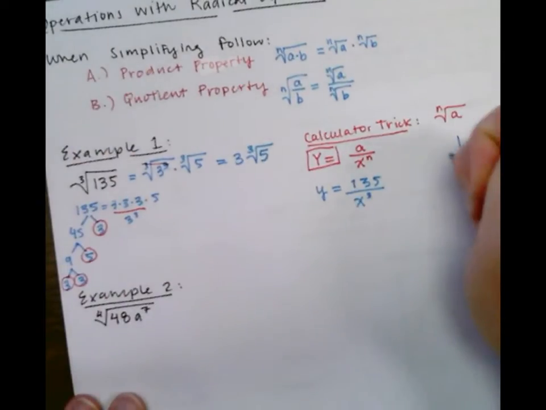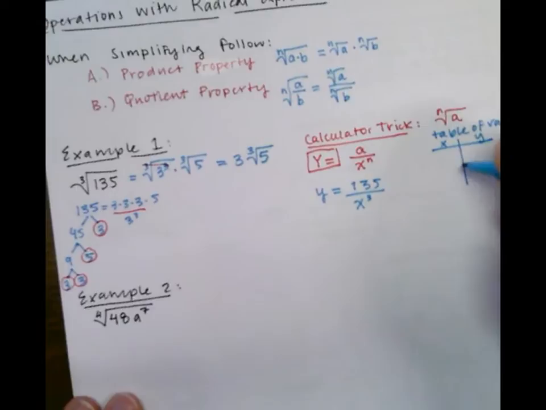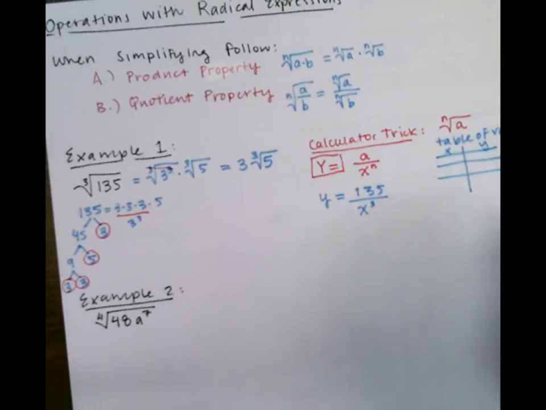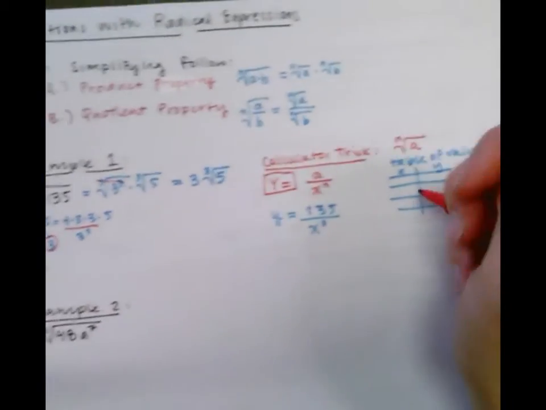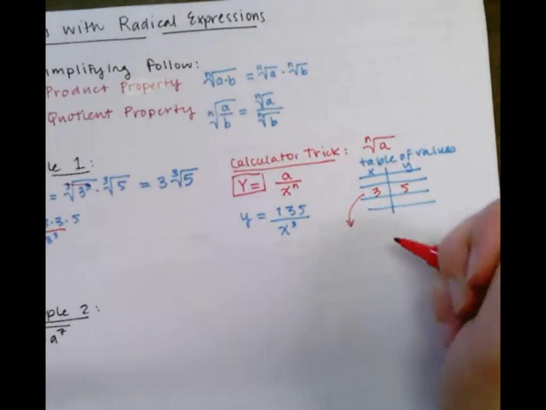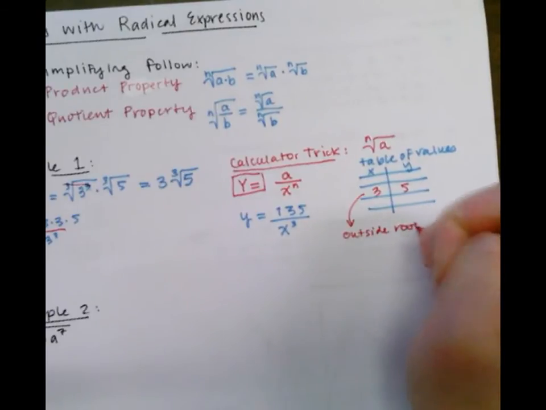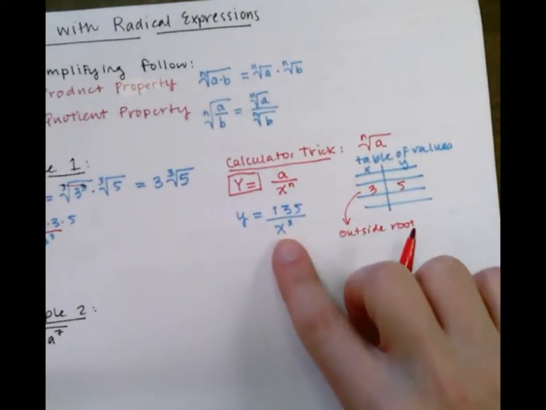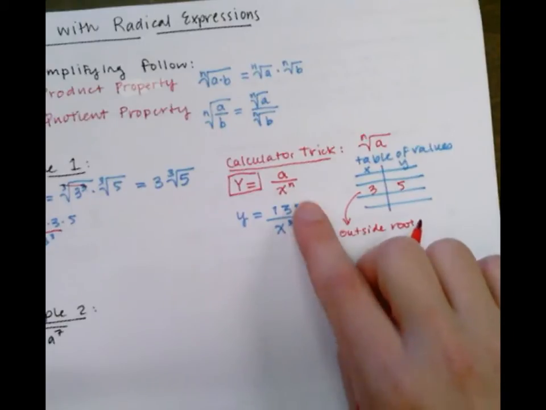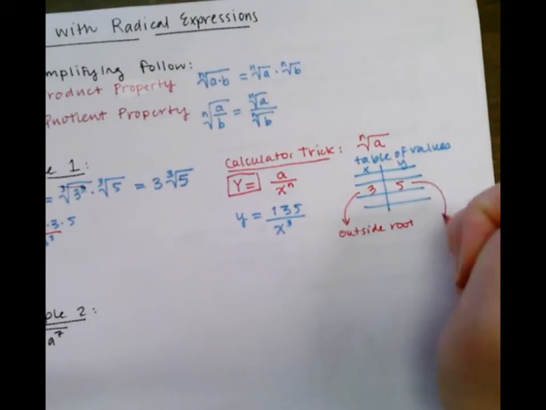So in the table of values, you have an x and a y. For our reference, we had in this case 3 and 5, and that 3 is going outside the root, because the idea is that in this equation, 3 cubed is divisible by 135. So that 3 is going to come out, and the 5 is what's left over.